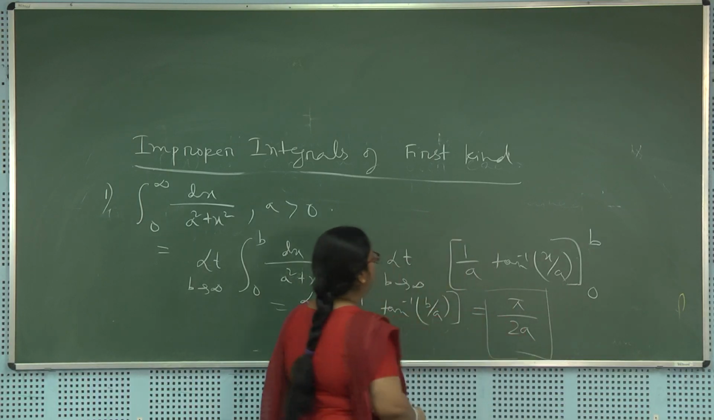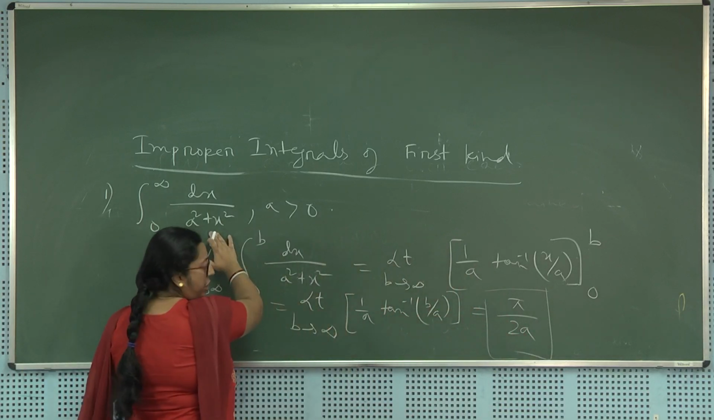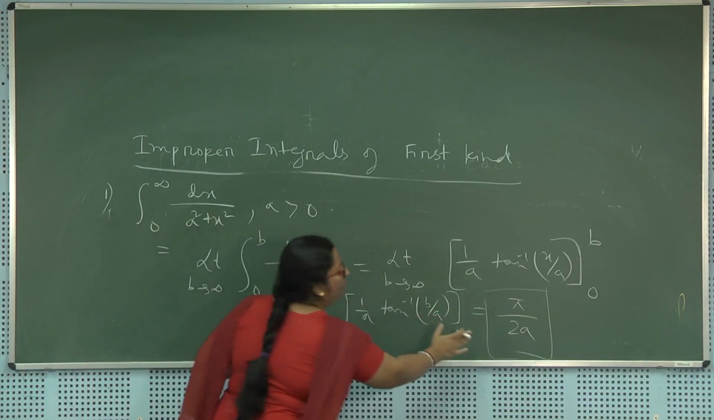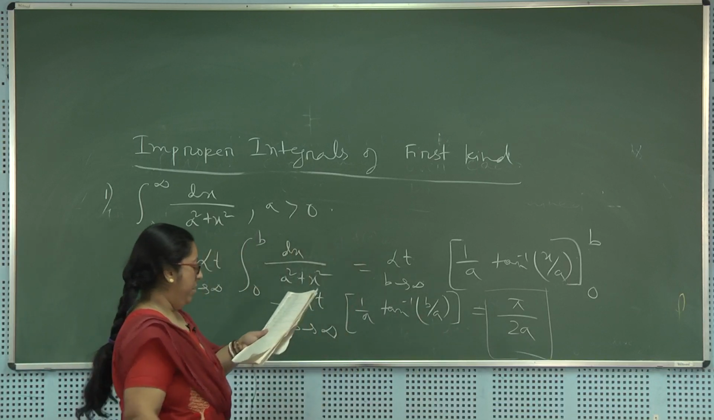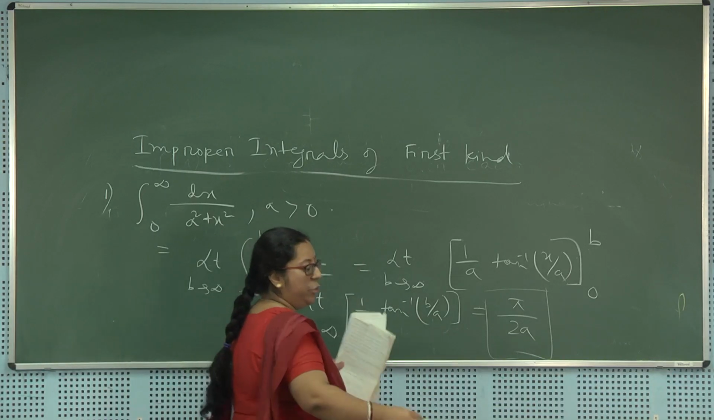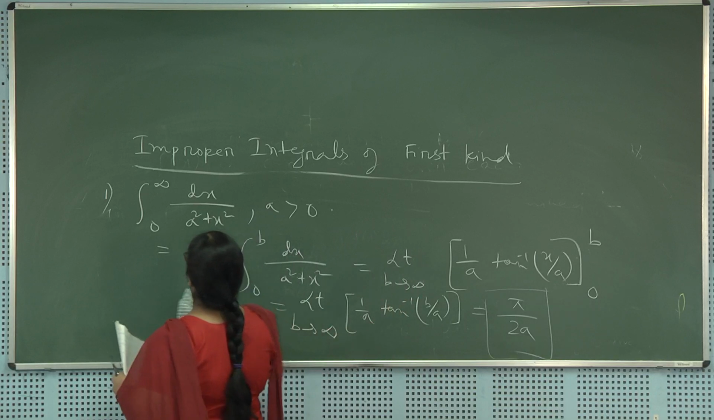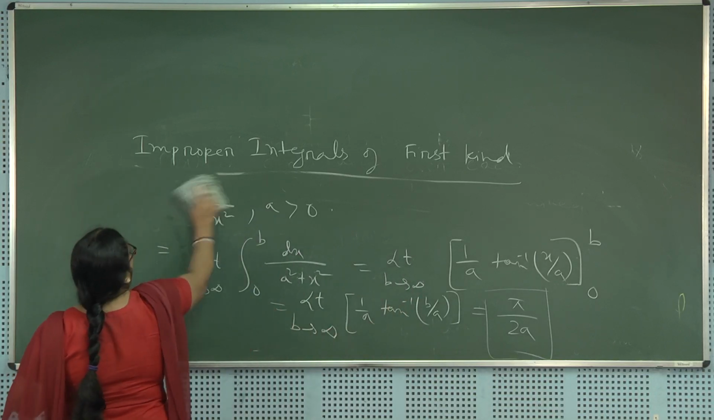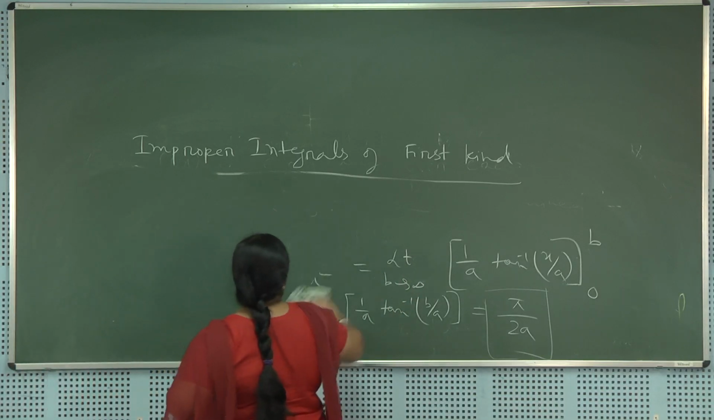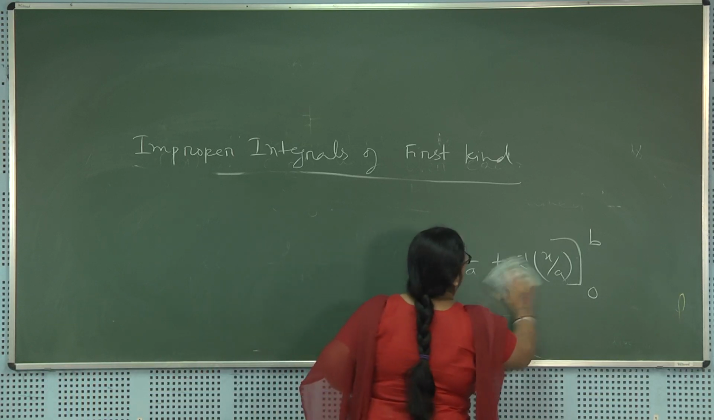So, here we will say that this improper integral converges, and it converges to the value pi upon twice a. Similarly, you can do other problems as well. Some problems I give, which you can study and try to do.